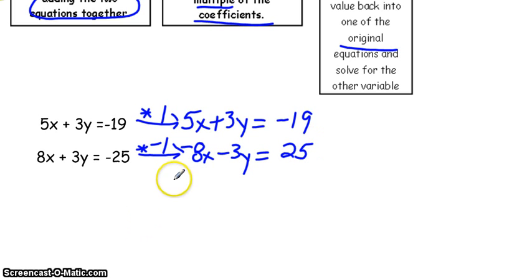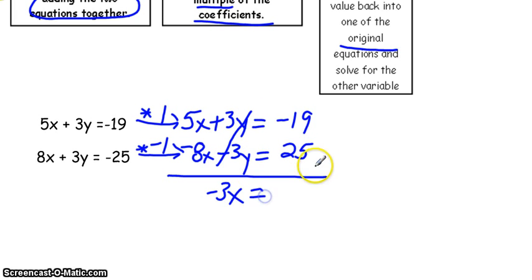Alright, so now I'm at step 3, which means I want to add the two together. That's going to give me negative 3x. Net positive 3 and negative 3 is 0, so those cancel. Equals negative 19 plus positive 25 is positive 6. So I'm at step 4, which means I want to solve for x. I'm going to divide both sides by a negative 3. So I get x is equal to negative 2.